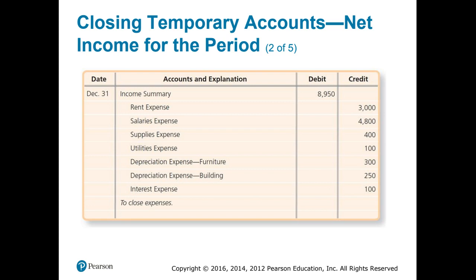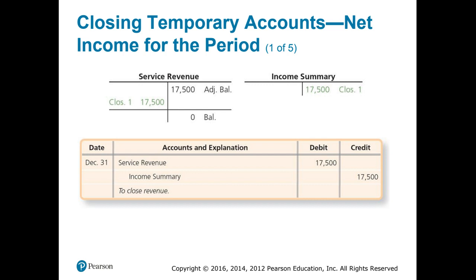This is a good slide as well. This is showing everything that we did in our expense accounts. So we just closed out our revenue. We only had one revenue account, service revenue. We closed out our service revenue to the income summary. We're done. That's the first transaction that we're going to do on our closing entries.